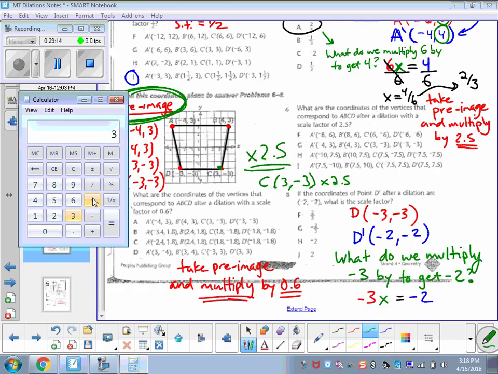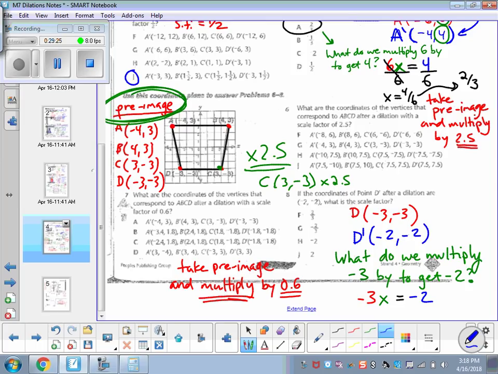So 3 times my scale factor of 2.5 would be 7.5. And then obviously if I did times the negative 3, I'm going to get a negative 7.5. So C prime would be 7.5, negative 7.5. That would be C prime. So that's knocked out, that's knocked out. This shows positive then negative. This has negative then positive, so that's knocked out. So it's got to be H.